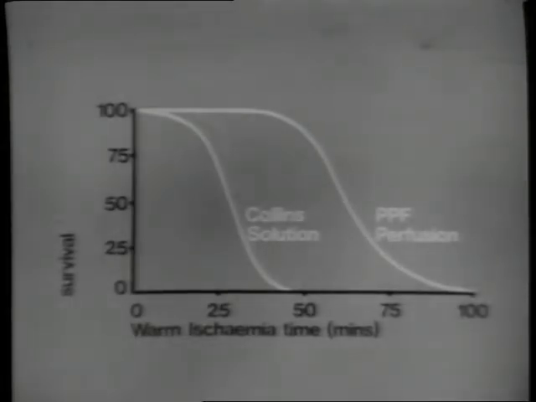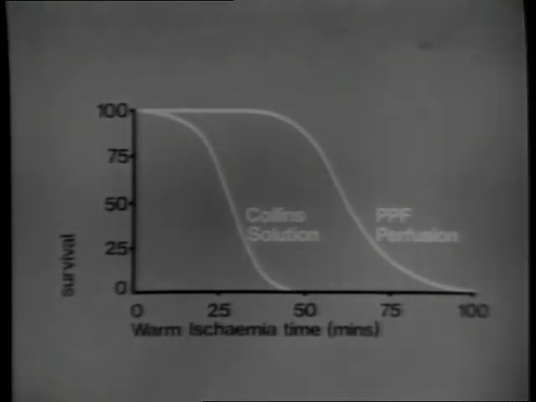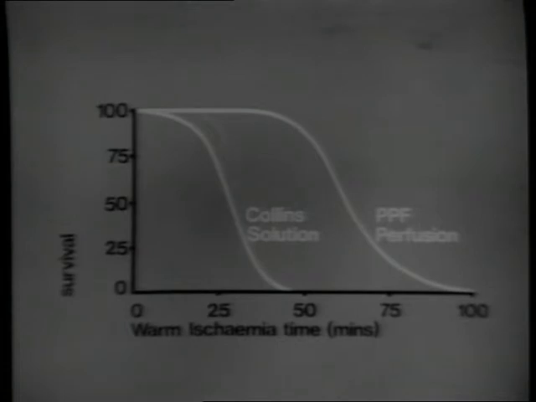Some years ago, Bob Johnson in Newcastle made a direct comparison of washout with Collins solution, which is a high osmolality washout solution, and continuous perfusion with PPF, plasma protein fraction, which is a crudely fractionated albumin solution. And you can see that as the warm ischemia time is increased, so the survival decreases, but at all warm ischemia times, above very brief ones, continuous perfusion gave better preservation.